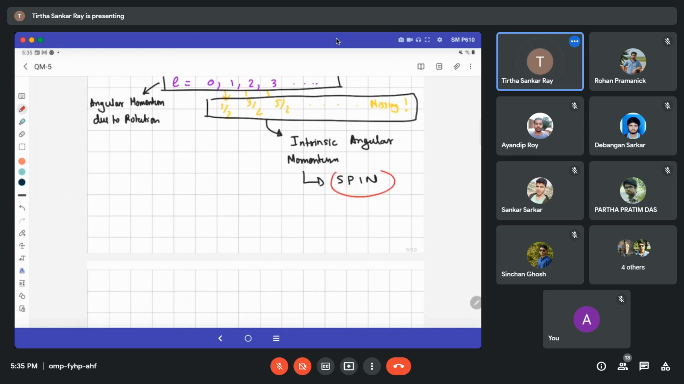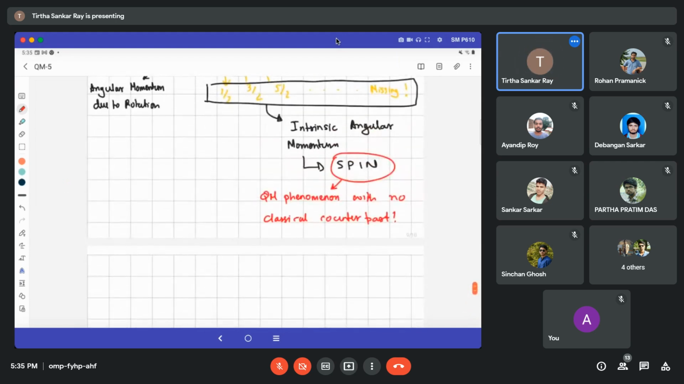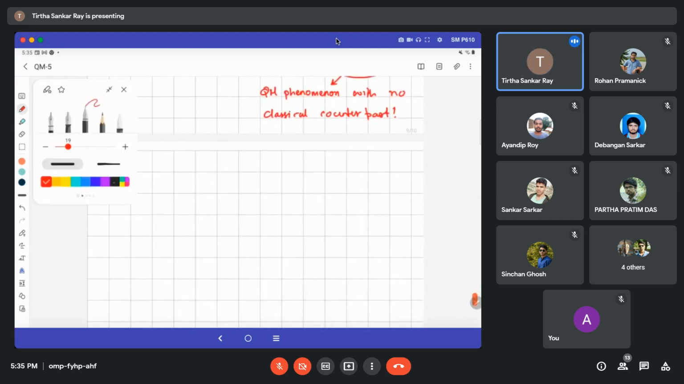this is a quantum mechanical phenomenon with no classical counterpart. Okay, so typically, if you are talking about this half, 3/2, 5/2, you typically represent the spin. Okay, so let me just mention a few fleeting points about spin.